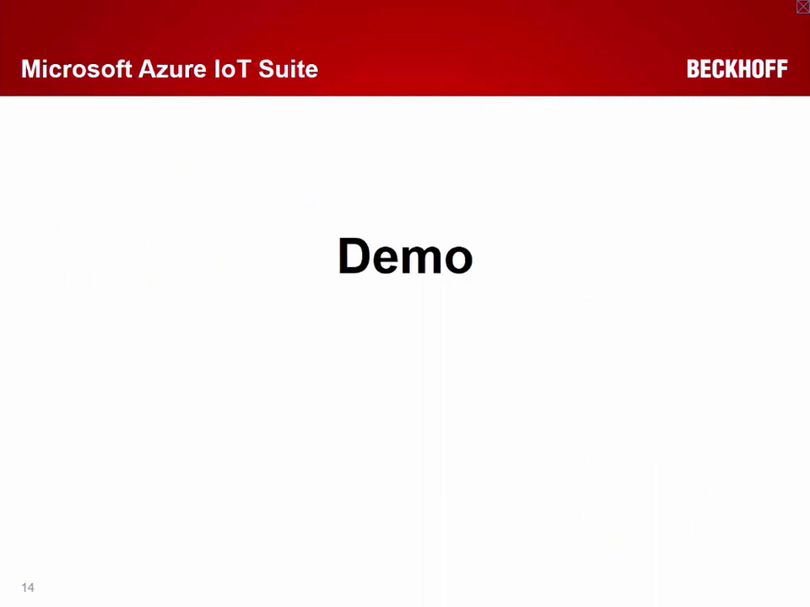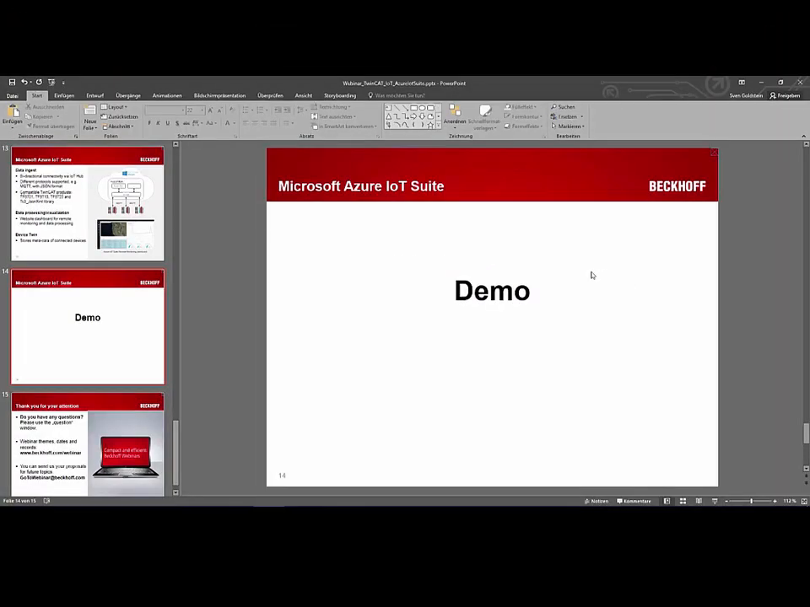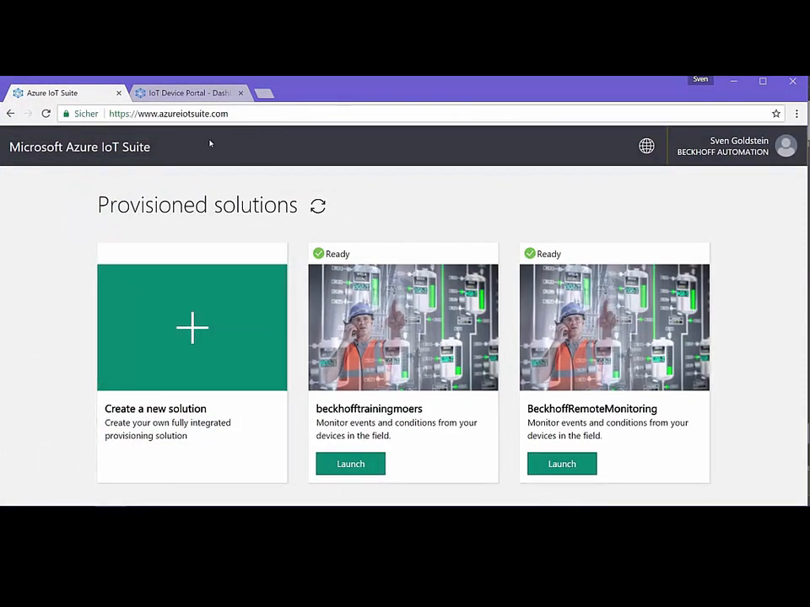All right. So let's give you a demonstration about that. So if you switch to the web browser, it can be Google Chrome, it can be Firefox, and of course the Edge browser, it can be any web browser that supports HTML5 content. And if you navigate to http://www.azureiotsuite.com, you will automatically be redirected to this small website here, and on this website you can create new solutions.